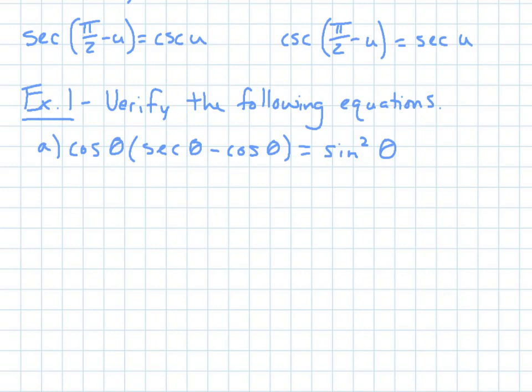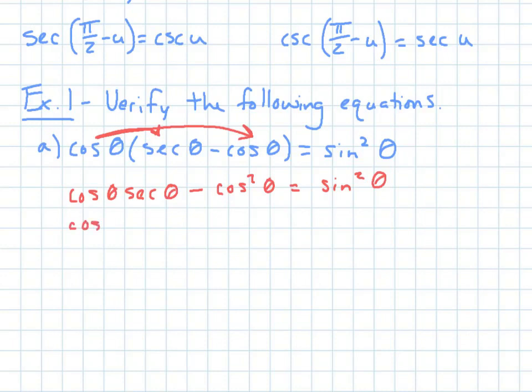Anytime I see a value outside parentheses, that tells me I should distribute to see what I get. So I'm going to multiply cosine theta through: cosine theta times secant theta, and then cosine times cosine gives cosine squared theta. From there, secant and cosine are reciprocals of one another. So cosine theta times 1 over cosine theta, that's one of the reciprocal identities we just talked about. They cross each other out, leaving you with 1.